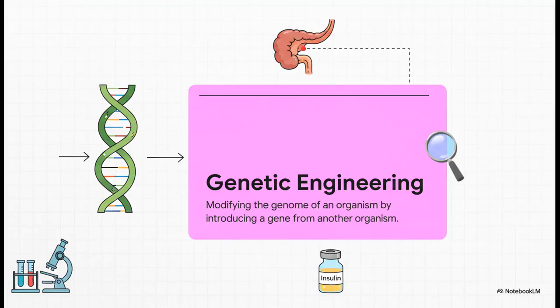So genetic engineering is all about directly changing an organism's entire genetic instruction book, its genome. The idea is you can take a useful gene from one organism, say the gene for making insulin from a human, and stick it into another organism, like a bacterium. And just like that, you've turned the bacteria into tiny little insulin factories.